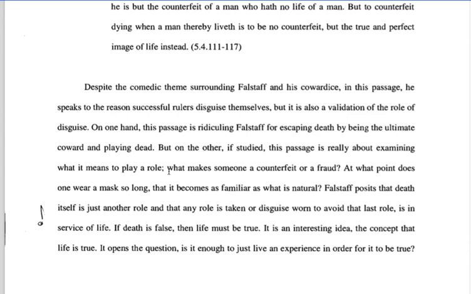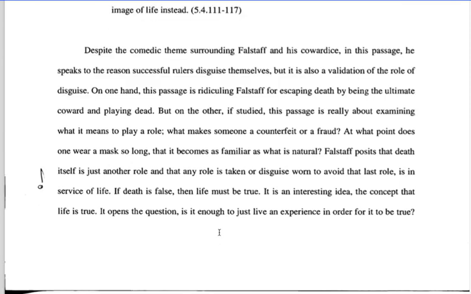What makes someone a counterfeit or a fraud? At what point does one wear a mask too long that it becomes as familiar as what is natural? Good questions. Falstaff posits that death itself is just another role, and that any role is taken or disguise worn to avoid that last role, and is in the service of life. If death be false, then life must be true. It's an interesting idea, the concept that life is true. It opens the question, is it enough to just live an experience in order for it to be true?